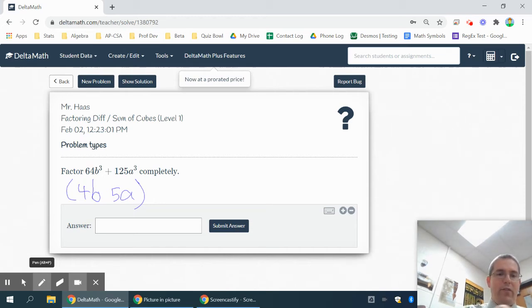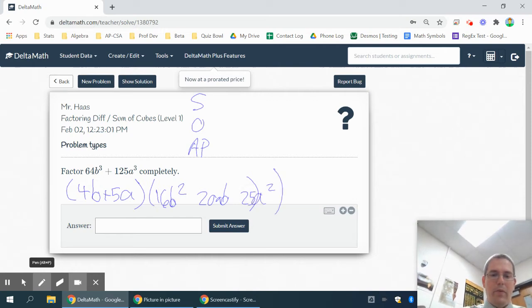And your signs have to follow the rule SOAP, same, opposite, always positive. So the first sign is going to be the same. Now, to get the second parenthesis, I need to just take 2 of the first. So 4b times 4b is 16b squared. I take the first and the last, so that's 20ab. And then I take 2 of the last, so 5a times 5a is 25a squared.